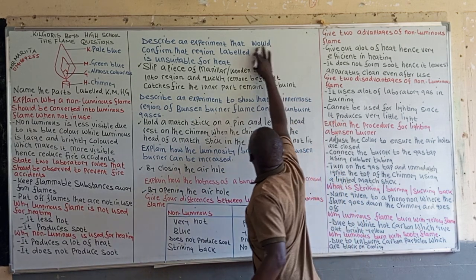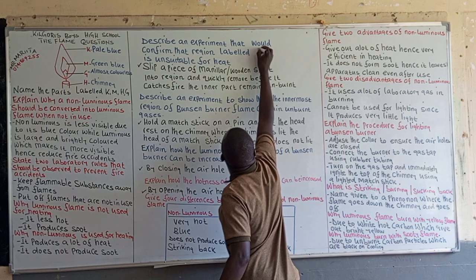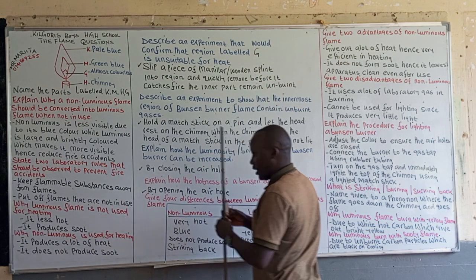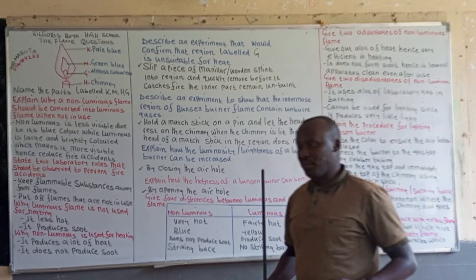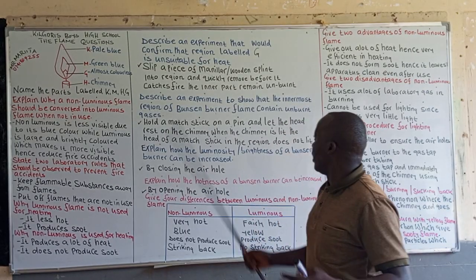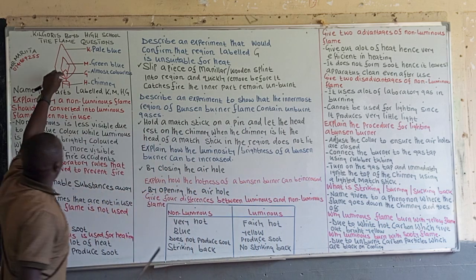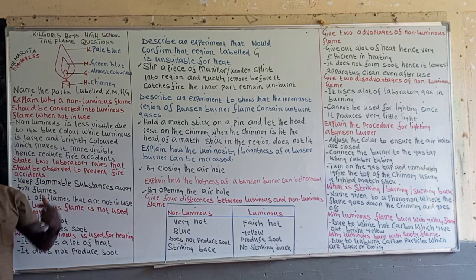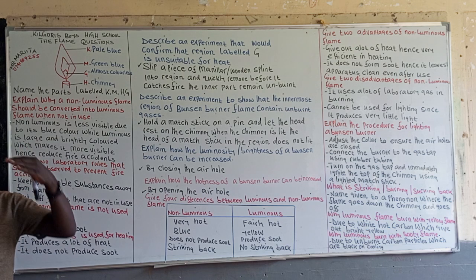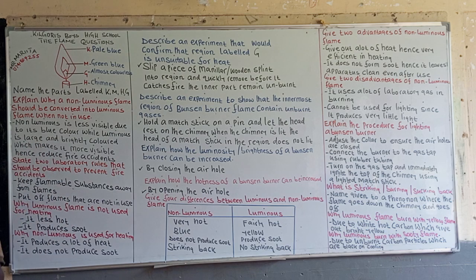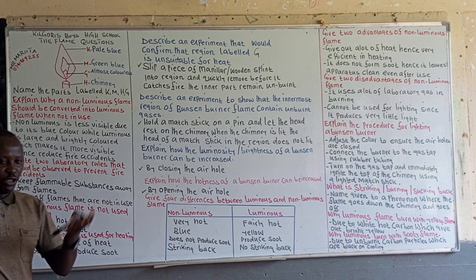So sorry, this one is the region labeled G. Describe an experiment to confirm that the region labeled G is unsuitable for heating. You know this G, it is the innermost part of the flame. How do you describe an experiment to show that that innermost part of the flame is unsuitable for heating? What do you need?